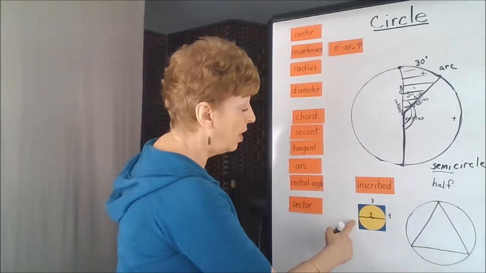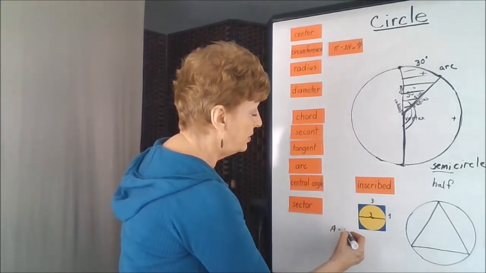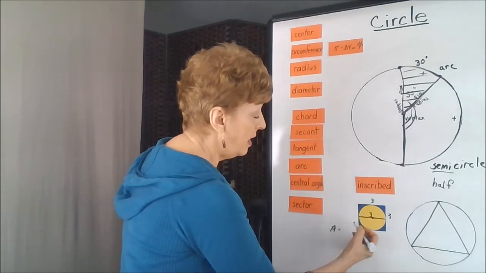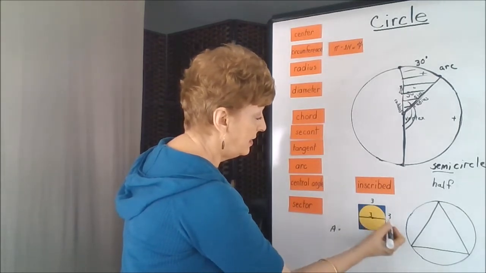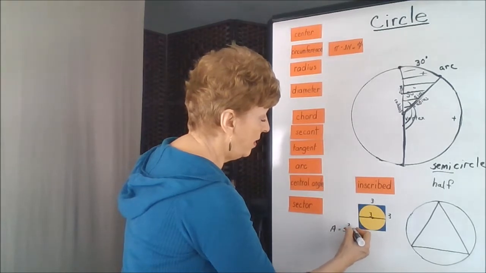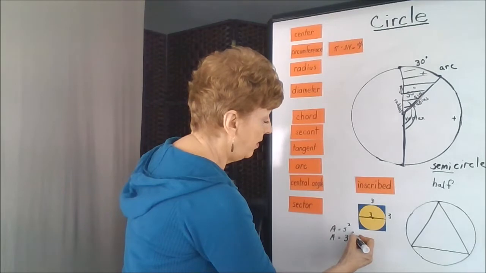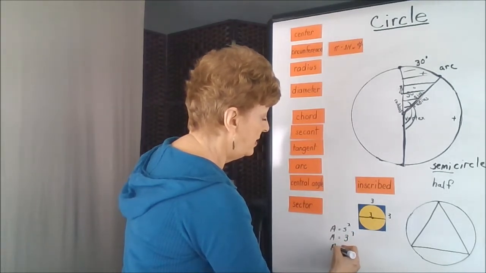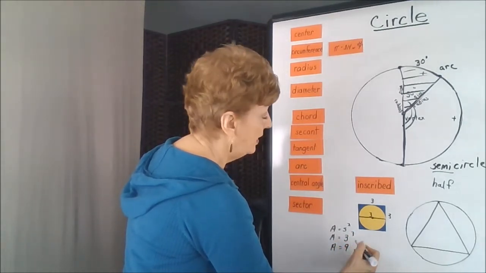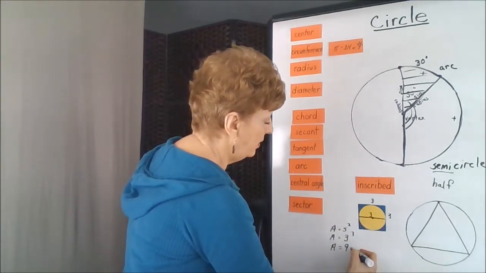We first of all would find the area of the square. Area of a square is equal to length times width, or side times side. So in this case we would have side squared. So area would be equal to 3 squared. Area is equal to 9. So we have the square being 9 units.